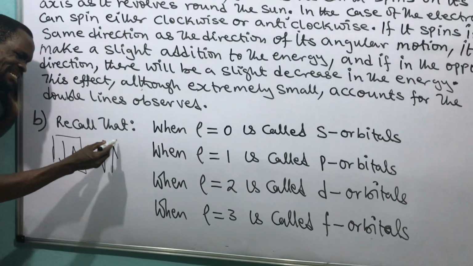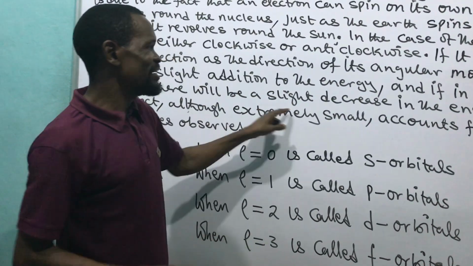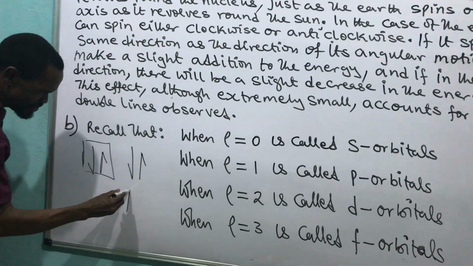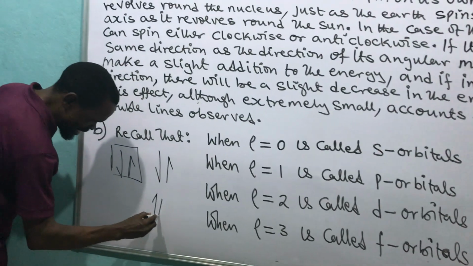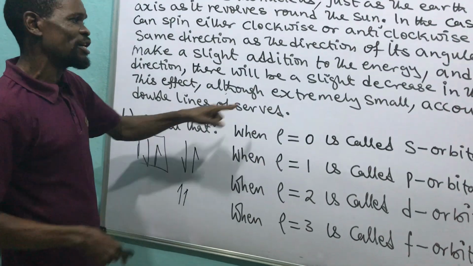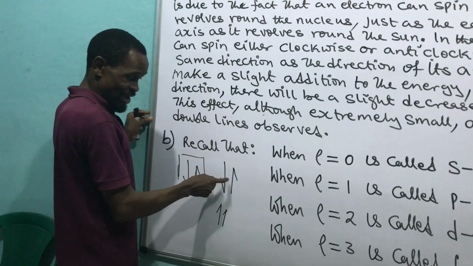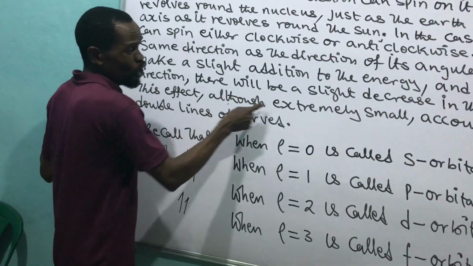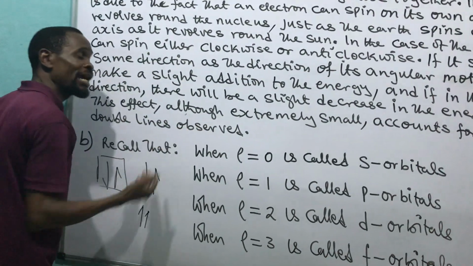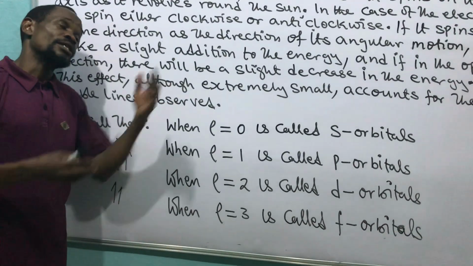So if the electron spins out, there will be a slight decrease in the energy. That's why we see this. But if it spins in the same direction, there will be an increase in energy. Do you understand that? But when it spins in a different direction, there will be a slight decrease in the energy. This effect, although extremely small, accounts for the double line we observe in the line spectrum.